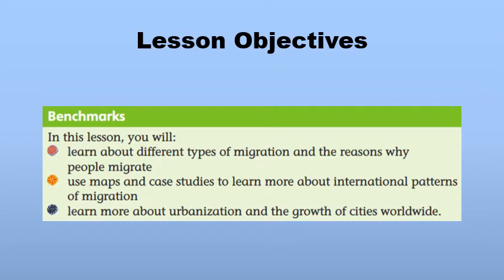Lesson objectives for today are that you must be able to learn about different types of migrations and the reasons why people migrate. You must be able to use maps and case studies to learn more about international patterns of migration, and you must be able to learn about urbanization and the growth of cities around the world.